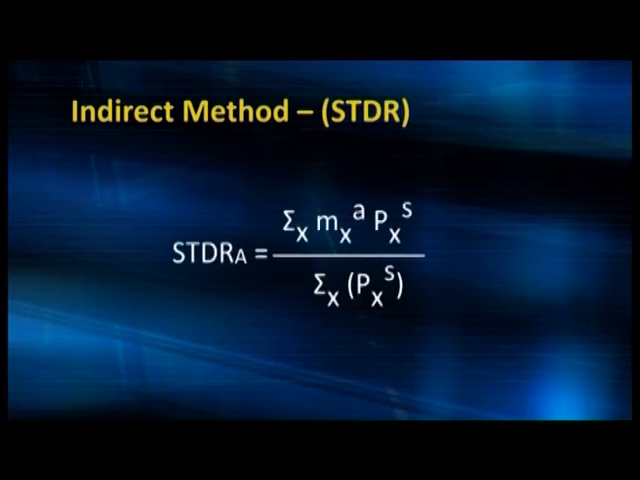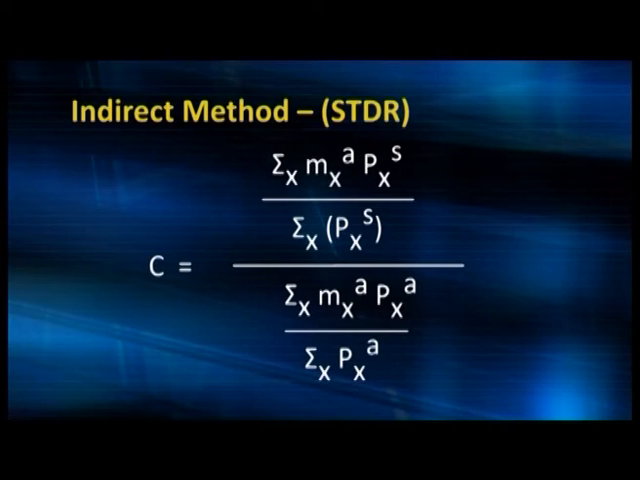Standardized death rate for region A is equal to summation of age-specific death rates for region A in the age group X to X plus N into number of persons in the age group X to X plus N, divided by summation of number of persons in the age group X to X plus N. Therefore, C is equal to that standardized death rate divided by the crude death rate, that is, summation of age-specific death rates for region A in the age group X to X plus N into age-specific population for region A in the age group X to X plus N, divided by summation of age-specific population for region A in the age group X to X plus N.